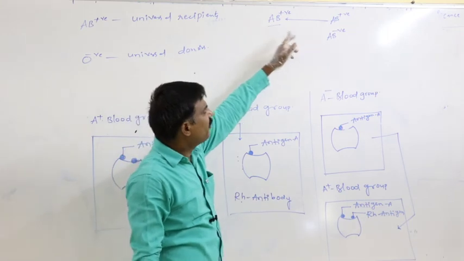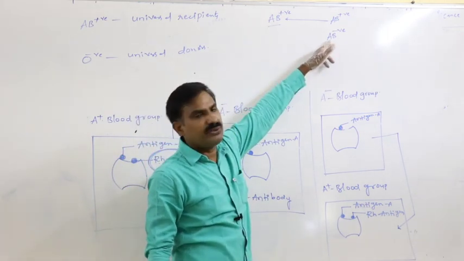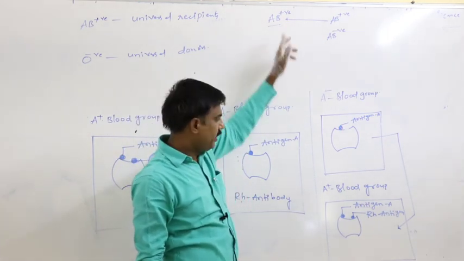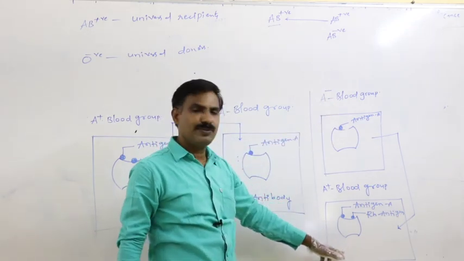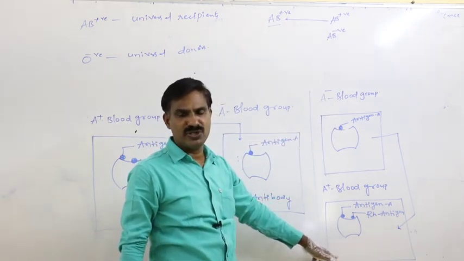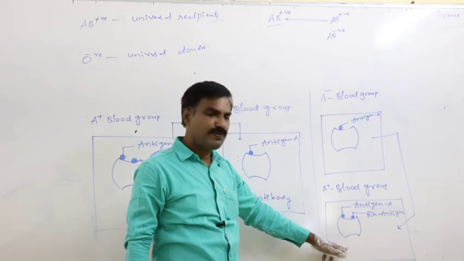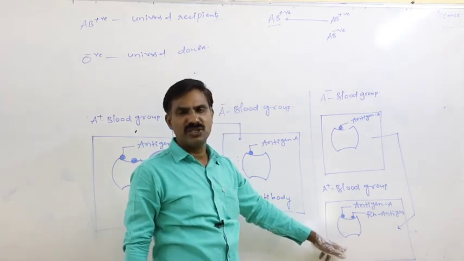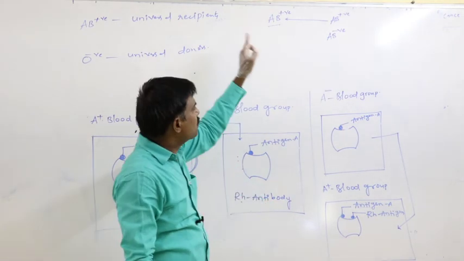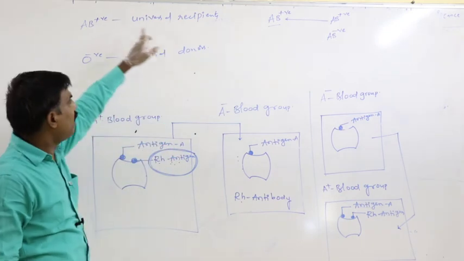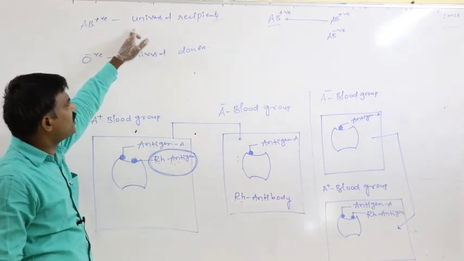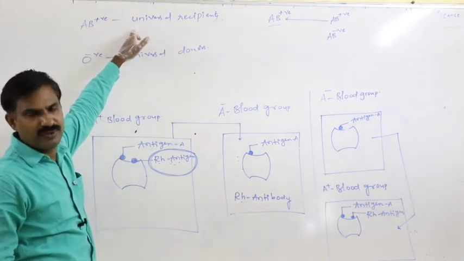Because if we can transfer the blood from the negative into positive, inside of the positive body, antibody production is not taking place. Inside of the positive body, Rh antibody is not produced. So always we have to call AB positive persons only universal recipient.